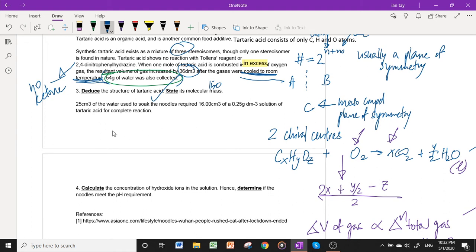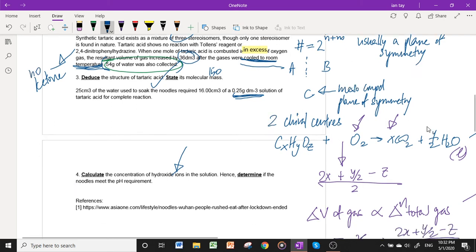So let us take a look at the next part. 25 cm³ of the water used to soak the noodles required 16 cm³ of this concentration of tartaric acid solution for complete reaction. Note the concentration is not in mole per dm³. How irritating, the question made our life a bit more difficult. Calculate the concentration of hydroxide ions in the solution, hence determine if the noodles meet the pH requirement.